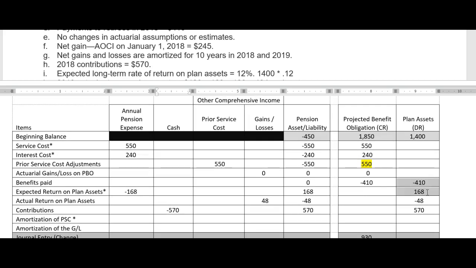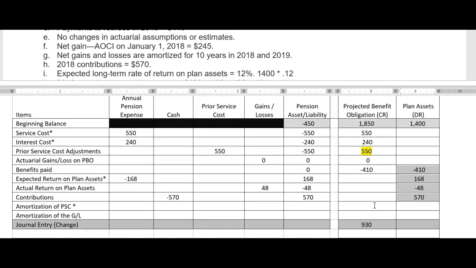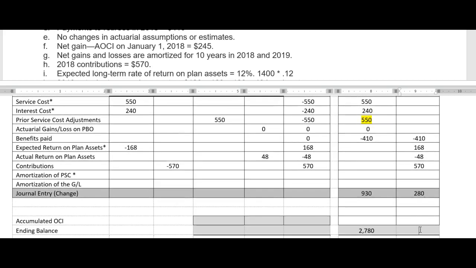So let's do the same thing. Let's add up these four components here. So if we add up the four components, negative 410, 168, negative 48, and 570, what we'll see is we're going to increase our overall plan assets by 280. That is a debit because we're increasing those. Okay. Now, if we increase them by 280, notice we have 14. We're going to increase by 280. That brings our ending balance in our plan assets to 1680.